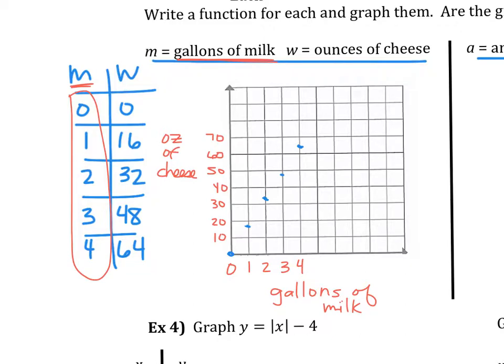If we're talking ounces of cheese and gallons of milk, can you have 1.5 ounces of cheese? Can you have 3.2 ounces of cheese? You can, right? You don't have to have exact ounces of cheese in everything you do. So this would actually be a continuous graph. So you take your straight edge and you would draw that line in. Okay, that would be continuous. How are we doing so far? Okay.